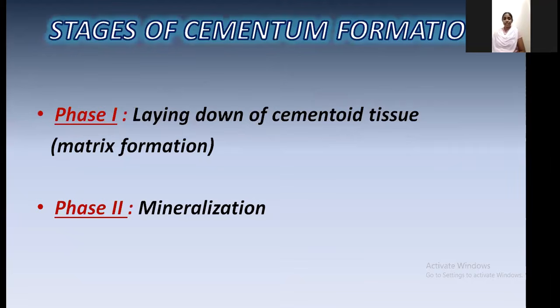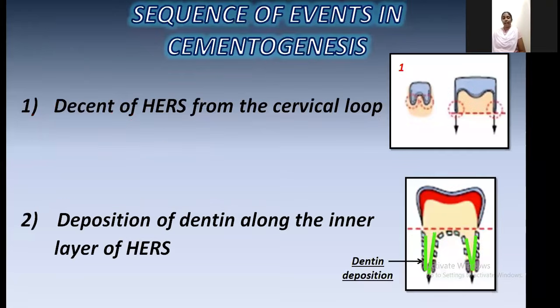Stages of cementum formation is divided into phase 1 and phase 2. Phase 1 is matrix formation, that is laying down of cementoid tissue, and phase 2 is mineralization. Now I have illustrated the stages of cementum formation, cementogenesis, with diagrams. First step is the descent of Hertwig's epithelial root sheath from the cervical loop.